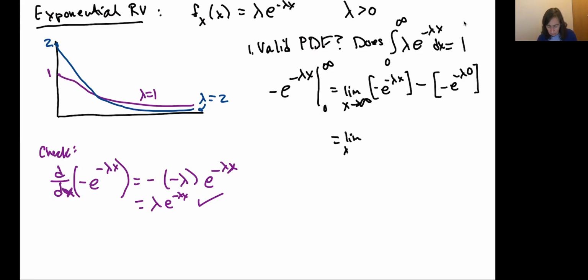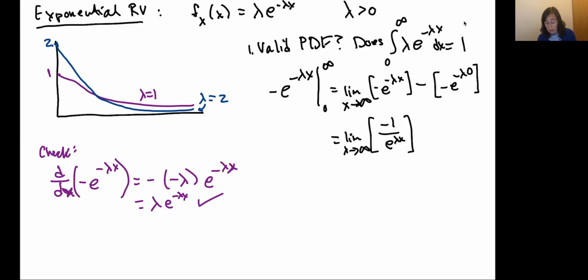Okay, so not taking the limit yet, but I'm going to rewrite that negative e to the negative lambda x as negative 1 over e to the lambda x. I'm reminding myself that this negative in the exponent means that the expression is down here in the denominator of a fraction. Why am I doing that? Because now that I've got it written that way, it's easy for me to see that the limit of this thing as x goes to infinity is 0.